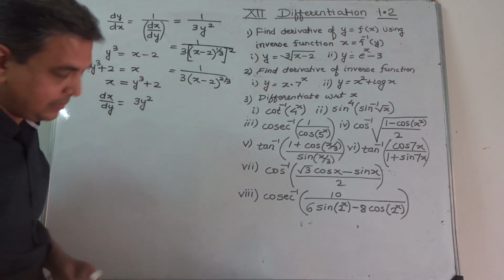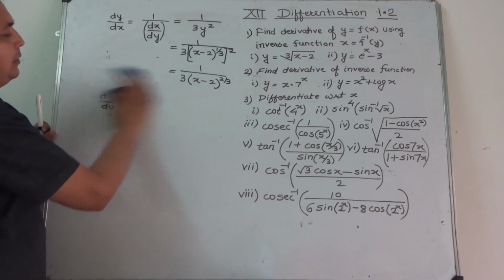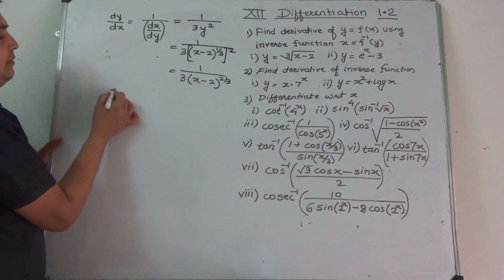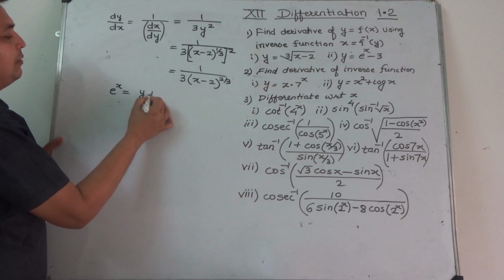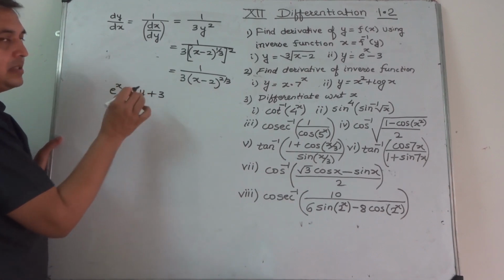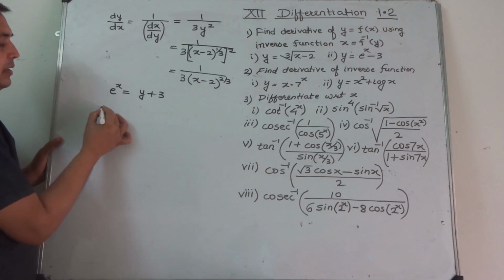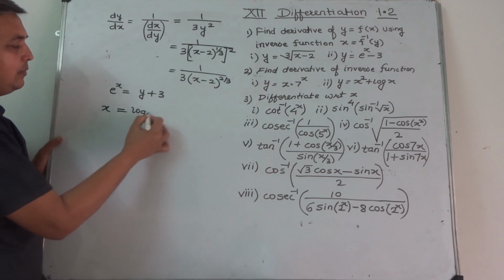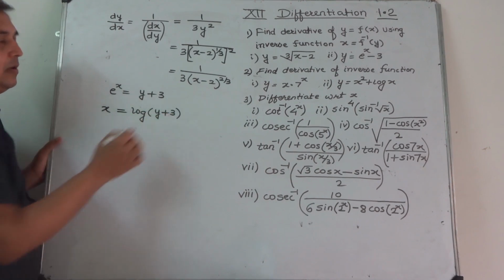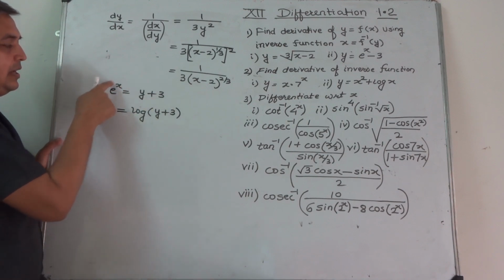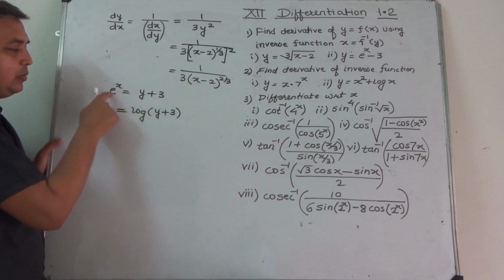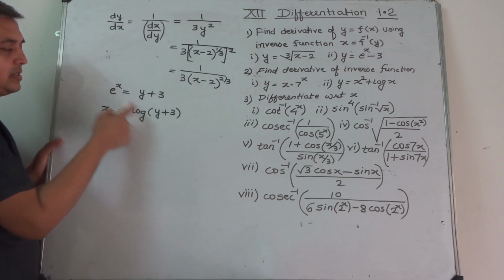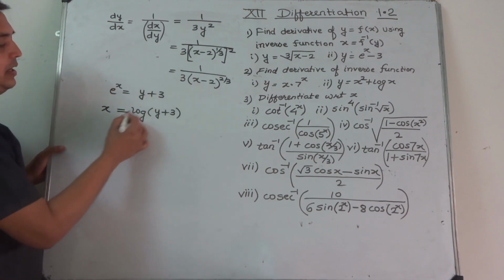Let us go for the second one. y equal to e raised to x minus 3. We take 3 to the left hand side. We can write e raised to x equal to y plus 3. To convert it to x, taking log on both sides, we will get x log e, but log e is 1, is equal to log of y plus 3. Or we can use the formula of logarithm: a raised to x equal to b, then log of b to the base a equal to x. So log of y plus 3 to the base e is equal to x. We don't write this e. So this is x in terms of y.